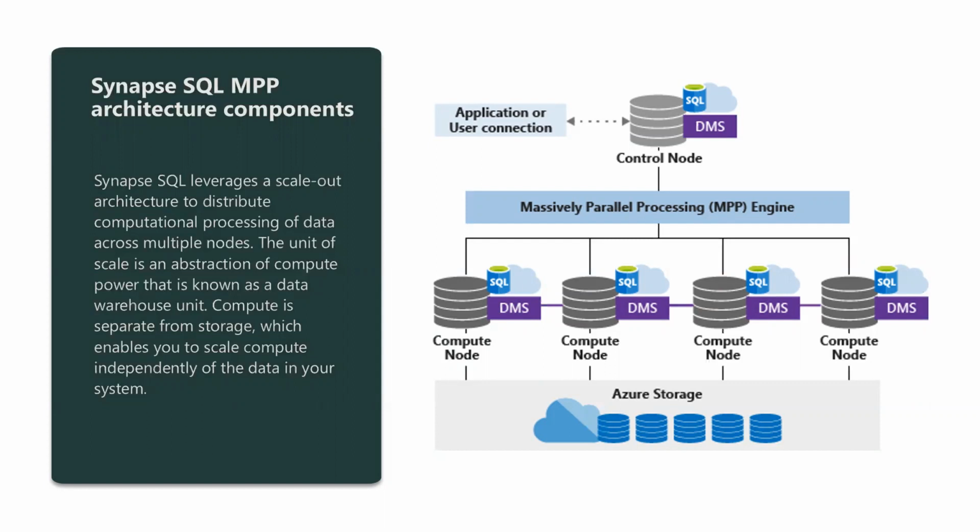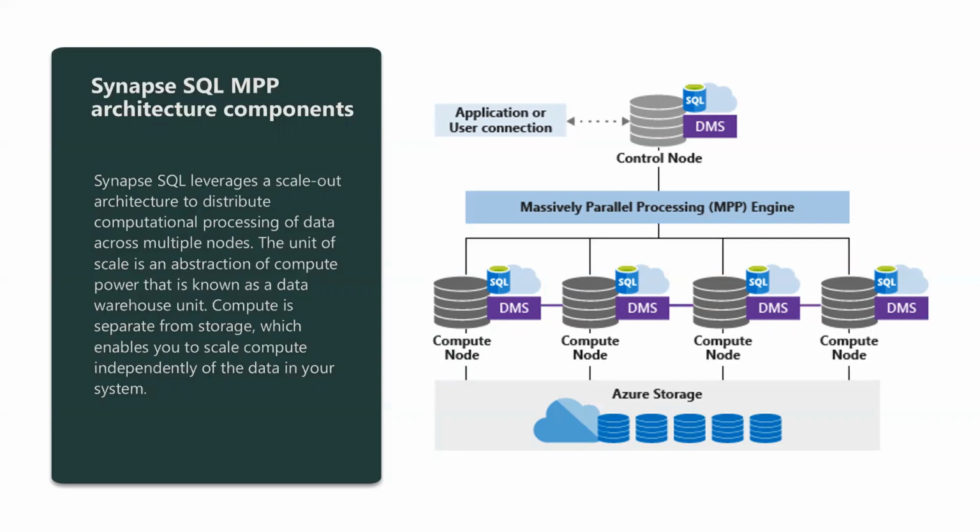Synapse SQL uses a node-based architecture. If you look at the diagram, you can see the architecture components. The applications connect and issue T-SQL commands to a control node, which is the single point of entry for Synapse SQL. The control node runs the MPP engine, which optimizes queries for parallel processing and then passes operations to compute nodes to do their work in parallel.